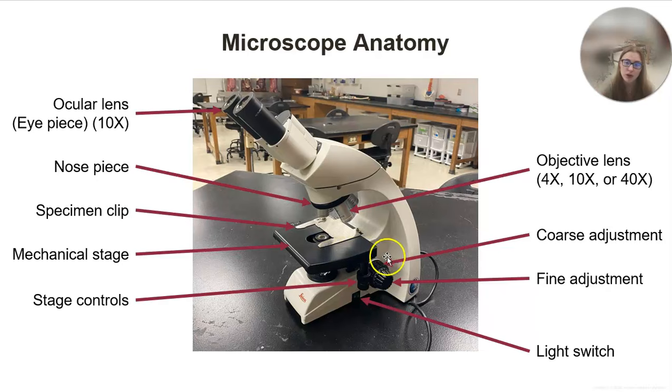And so between your adjustment knobs and your stage controls, you're going to be able to move your microscope slide around that mechanical stage. Another important guy over here, of course, is the light switch. That's how you turn the microscope on. It's a pretty important one to be comfortable with.